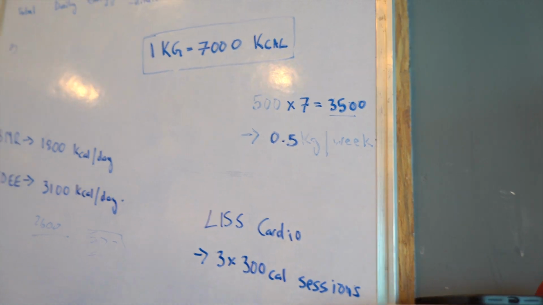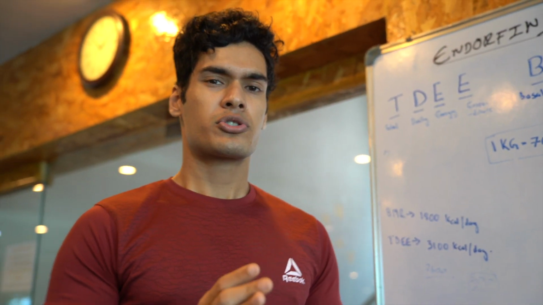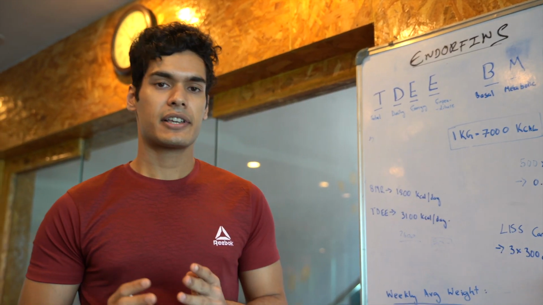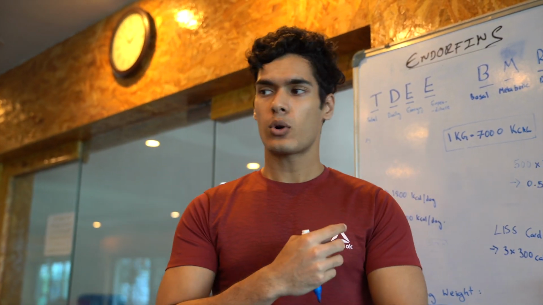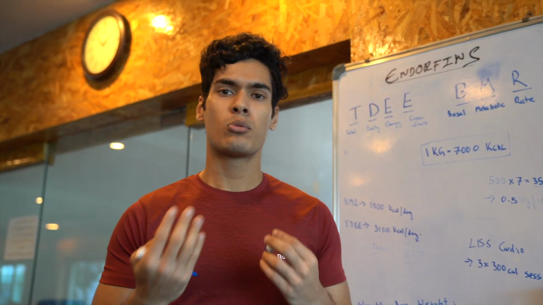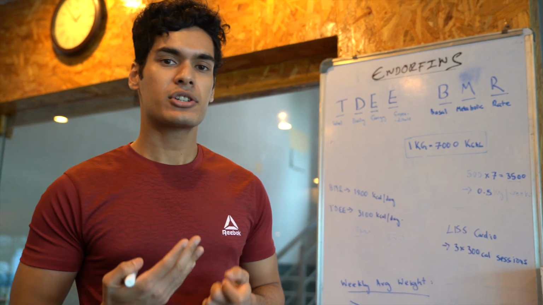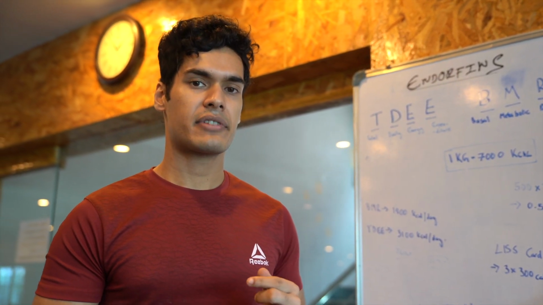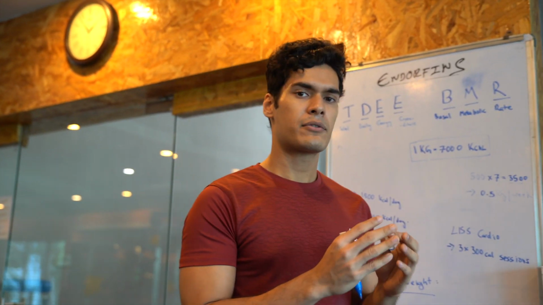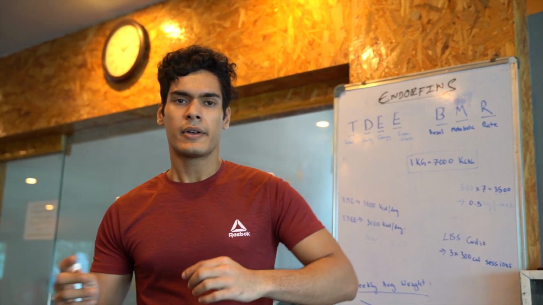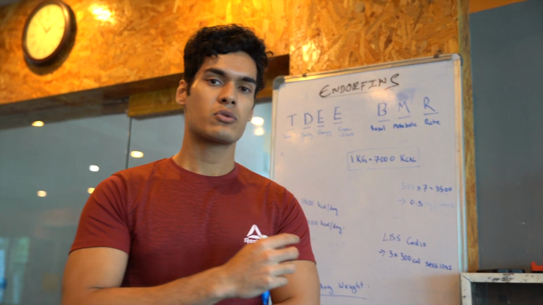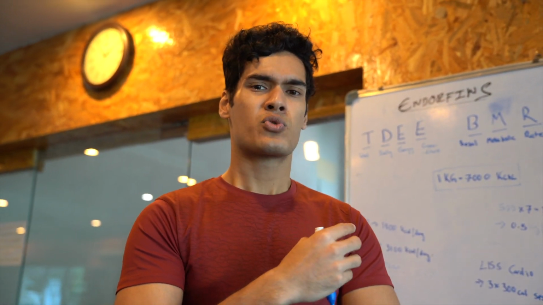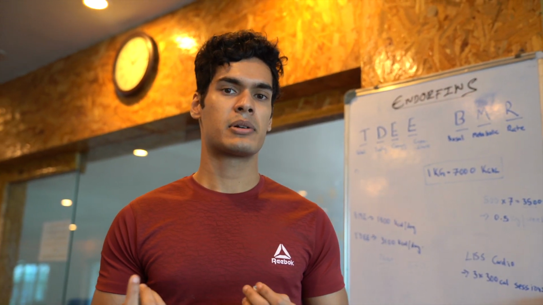So starting out during the initial phases of your cut, you should keep your deficit relatively small, and you ideally want to be losing the most amount of weight eating as much food as possible. Because after a point of time, you'll have to keep changing certain variables. These variables being, you'll have to keep pushing your deficit longer. So during the end of the cut, we don't want to be in a state where you are eating 1200 calories a day, because you'll be miserable after that.